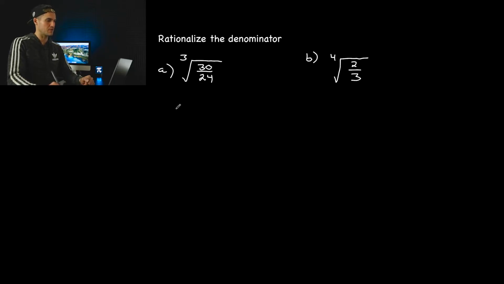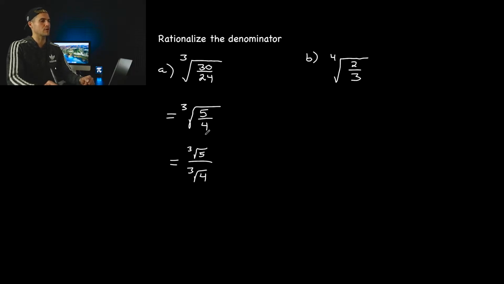The first thing I would do here is simplify. I'm noticing that we could simplify the fraction. We could divide the numerator and denominator by 6, so that would be 5 over 4. Then I would distribute that third root to the numerator and denominator, so I'd have the third root of 5 over the third root of 4.